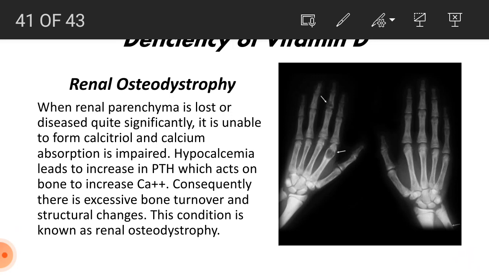The next one is renal osteodystrophy. When the renal parenchyma is lost or diseased quite significantly, it is unable to form calcitriol and calcium absorption is impaired. Hypocalcemia leads to increase in the parathyroid hormone, which acts on the bones to increase the calcium levels. Consequently, there is excessive bone turnover and structural changes. This condition is known as renal osteodystrophy.